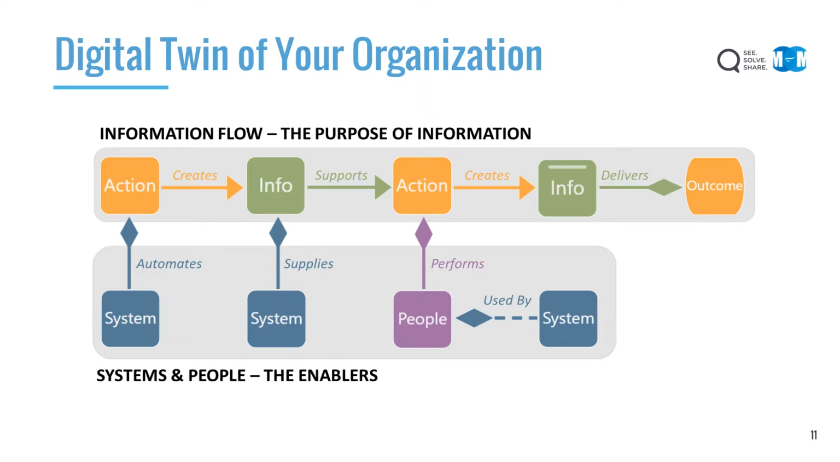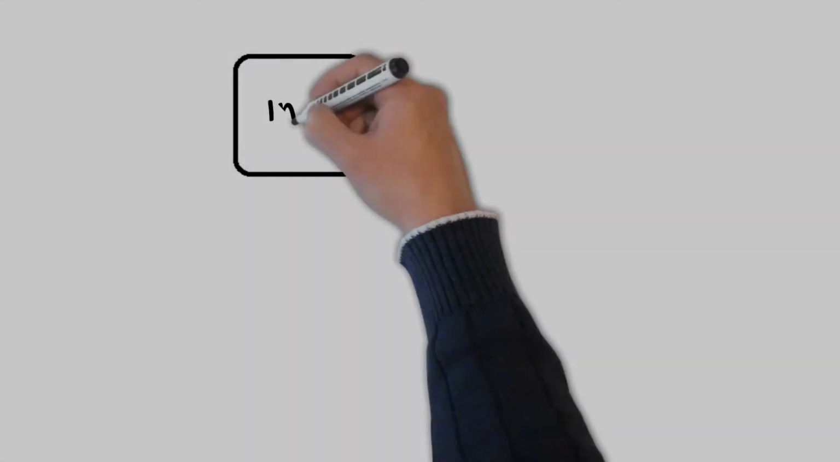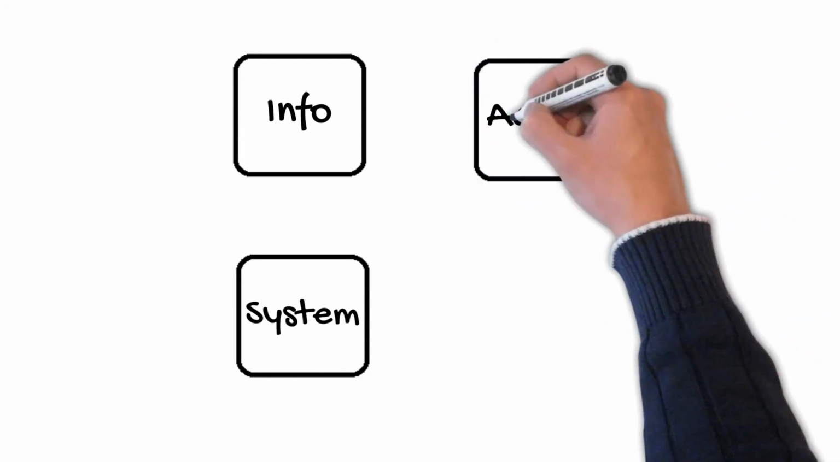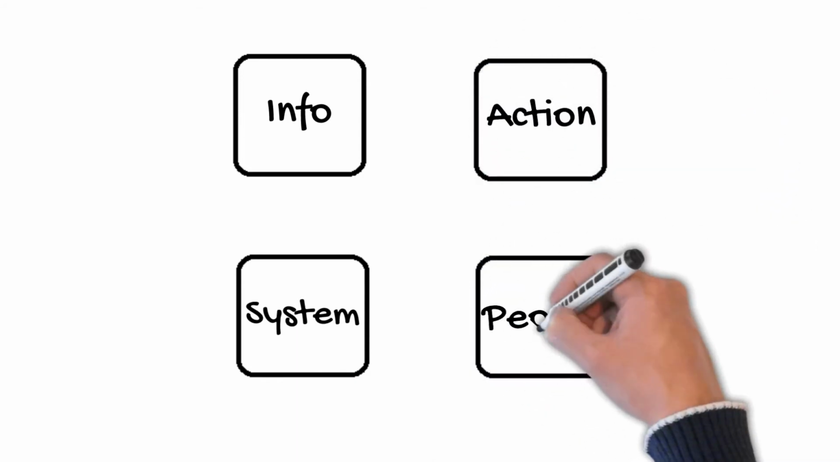It also has a back-end database where we store data about the information, actions, systems, and people that are required to drive business outcomes. Also, we store and calculate the relative value of each and every piece of information in the flow. LINQ is an information flow modeling tool that you can use to create a digital twin of your organization using only 4 simple objects.